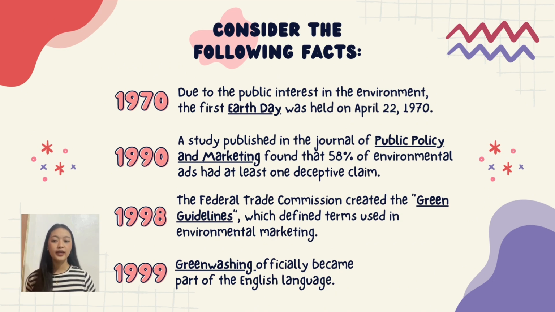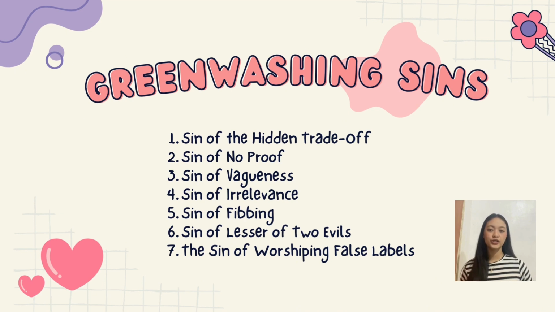In 1999, greenwashing officially became part of the English language. A term like greensheen is often used to characterize groups who work to show to the public that they support community beneficial policies. The following are the greenwashing sins. First, the sin of hidden trade-off. It can be candies, drinks, beverages, and other sweets with no sugar label. Second, sin of no proof could be paints, sprays, and aerosols claiming to be fresheners or sanitizers.